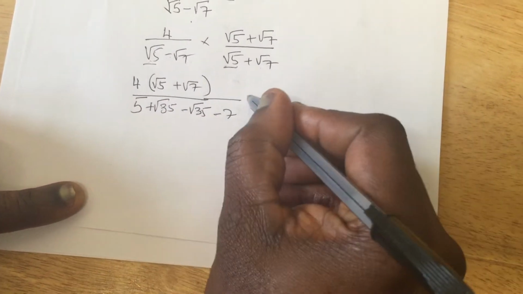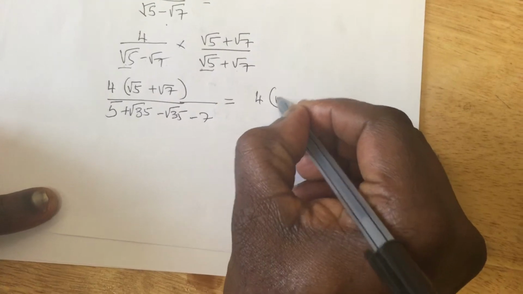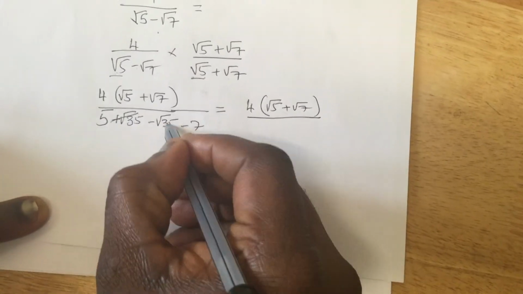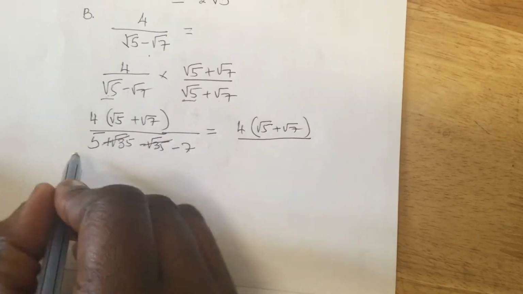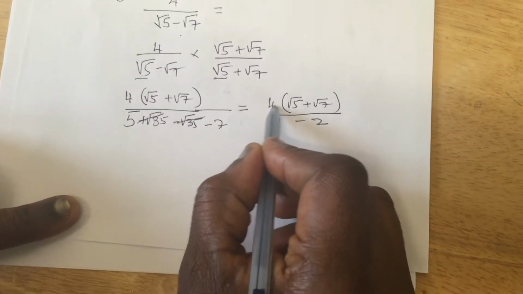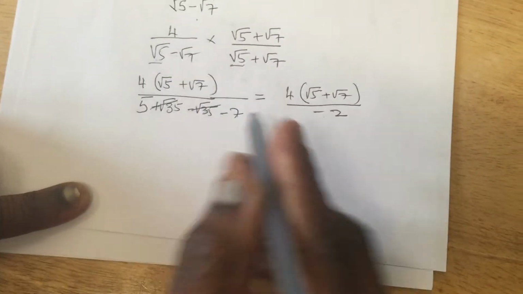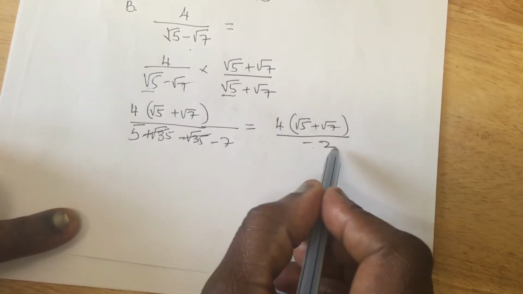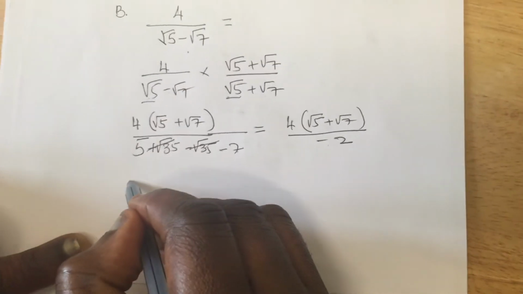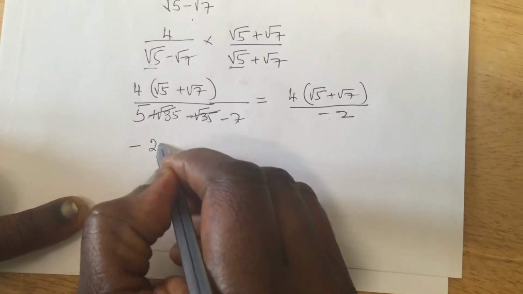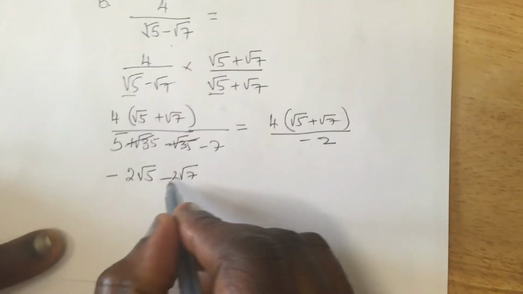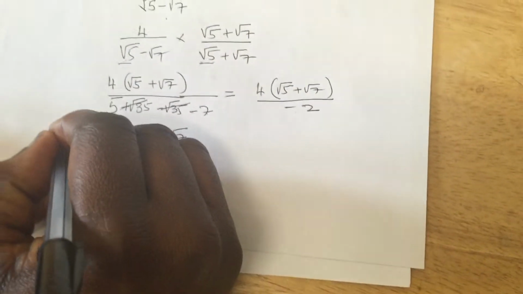This will now be equal to 4 square root of 5 plus square root of 7 over, this will cancel out this, minus 7. 5 minus 7 is minus 2. Because we have minus here, we're going to multiply everything here by minus. And then because 4 can be divided by 2, we now have 2. So we multiply everything there by minus 2. So we have minus 2 square root of 5 minus 2 square root of 7. Now that is our B.